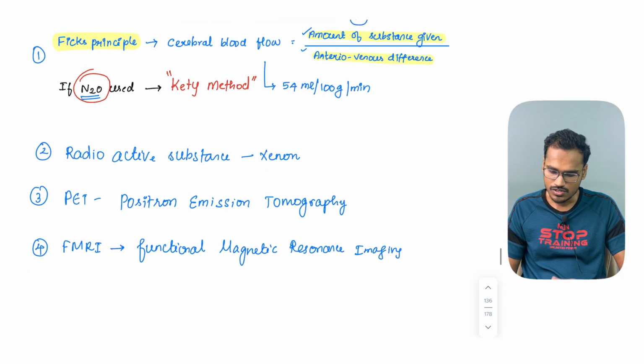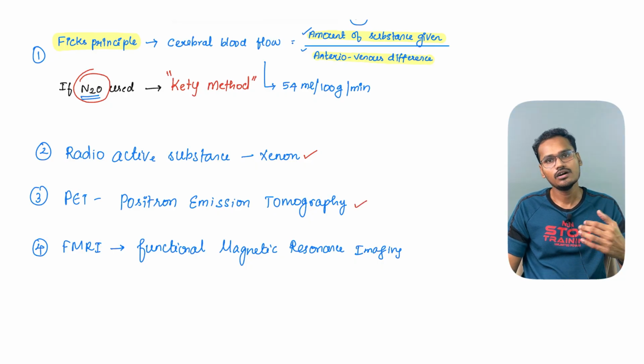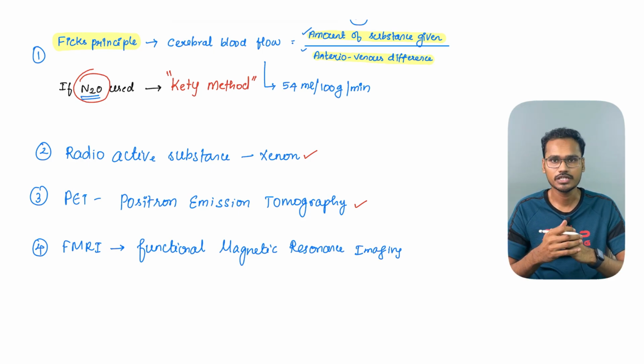Then we can also use radioactive substances like xenon, or positron emission tomography, that is the PET, or functional MRIs. Functional MRI is going to highlight the areas where it is functioning. That is what I showed in the picture on the previous page itself.